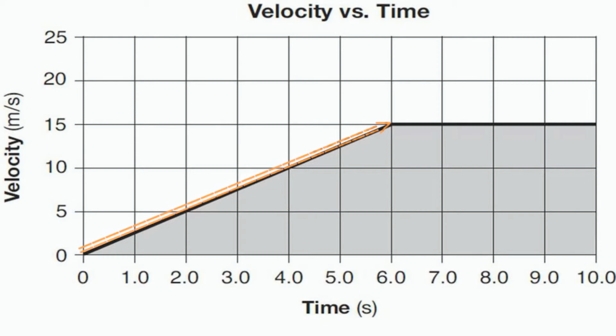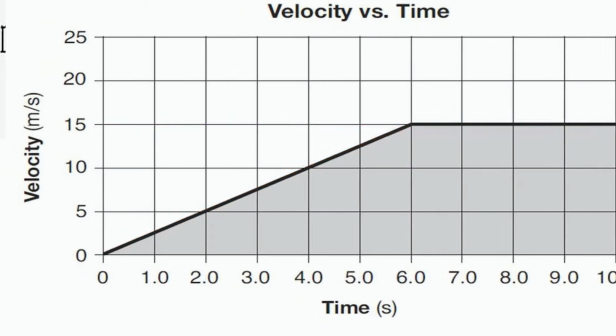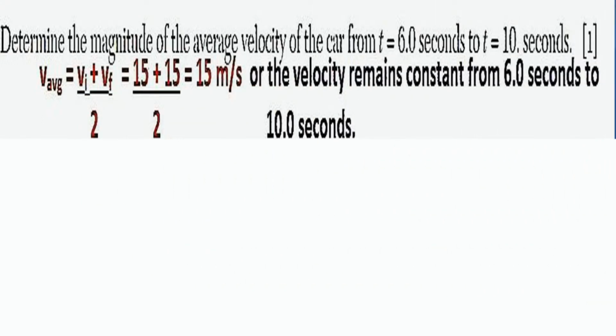According to the graph, the car is accelerating at a constant rate from 0 seconds to 6 seconds, reaching a final velocity of 15 meters per second. Then the line plateaus from 6 seconds to 10 seconds, indicating that there is no change in velocity. Therefore, the average velocity of the car from 6 seconds to 10 seconds will be 15 meters per second.